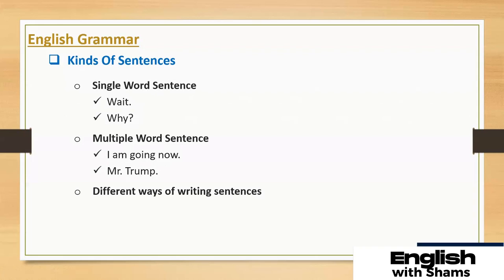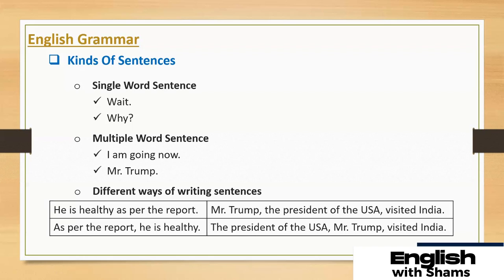Then different ways of writing sentences, different ways of writing grammatically correct sentences, or we can say expressing our thoughts in a different way. For example, he is healthy as per the report. The same sentence you can convey in another way, right? As per the report, he is healthy.